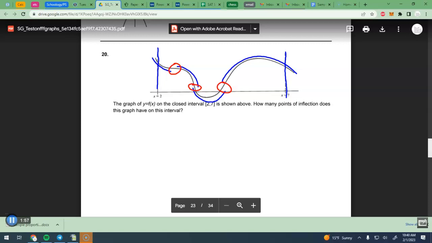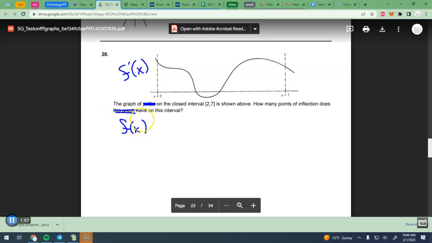Alright, I want you to do it again, regardless, because no one's done this question. Let's say this is f prime of x. Same question. How many points of inflection does f of x have on this interval? If that's f prime, don't say it out loud. Think about it. Look in your chart if you need to. If that's f prime, how many points of inflection does f have between 2 and 7?